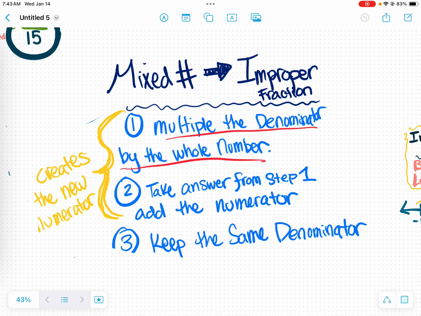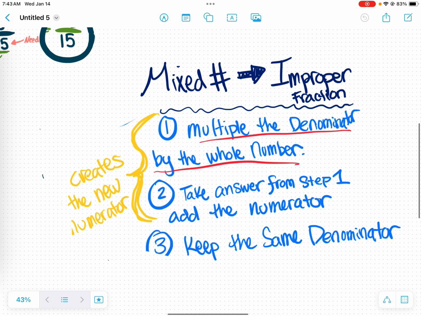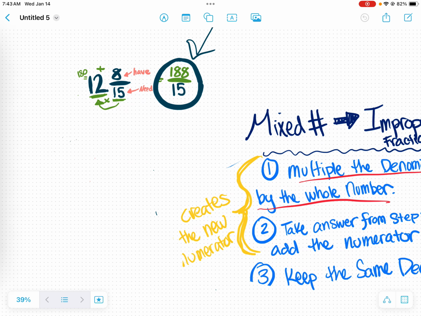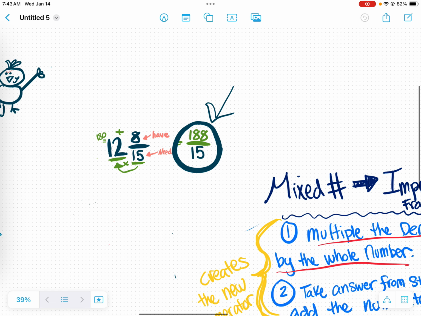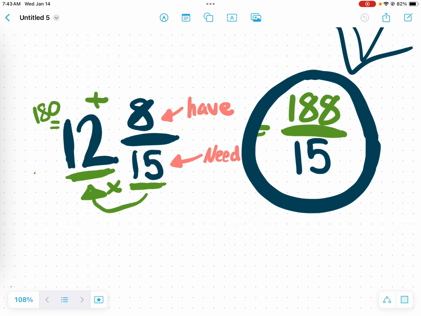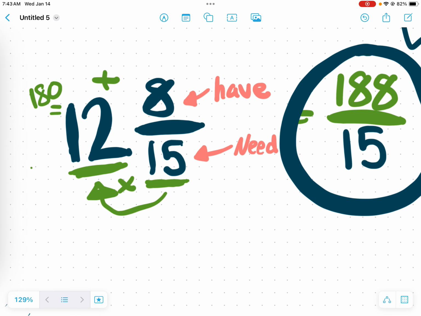The denominator stayed the same because the amount of puzzle pieces your puzzle needs did not change. Whether you're just counting the pieces or you're counting the holes and the pieces left over, the amount of pieces your puzzle needs did not change. So that's why the denominator stayed the same. So we can see it in this example, okay?